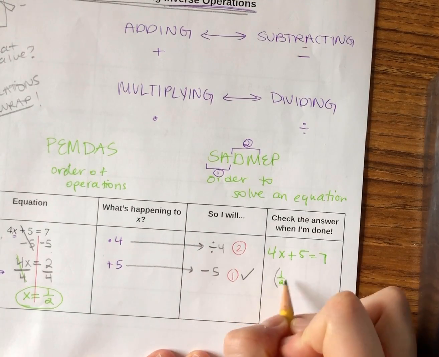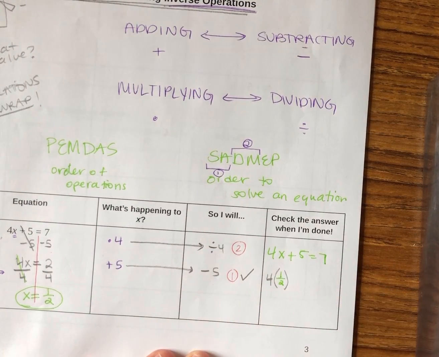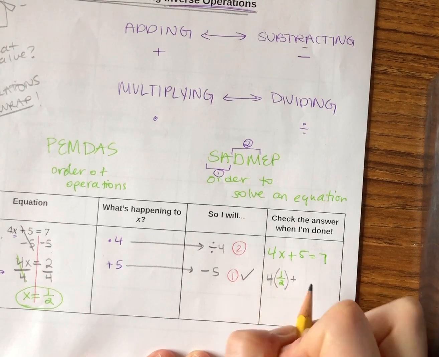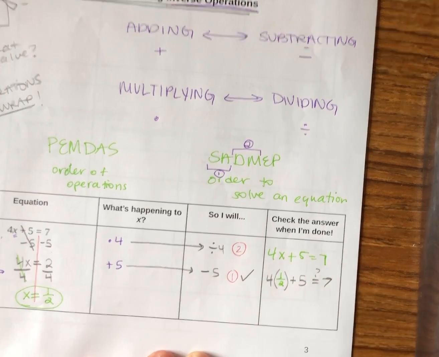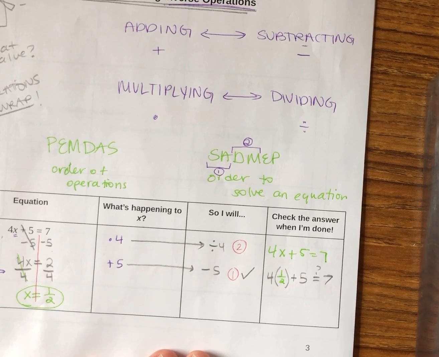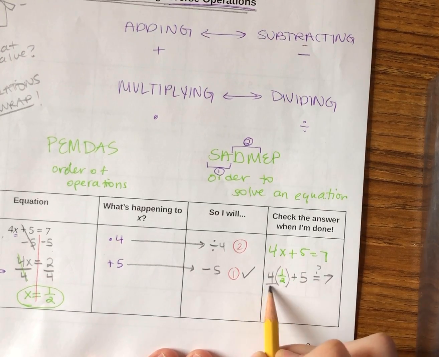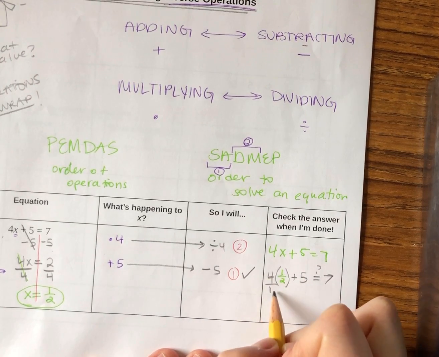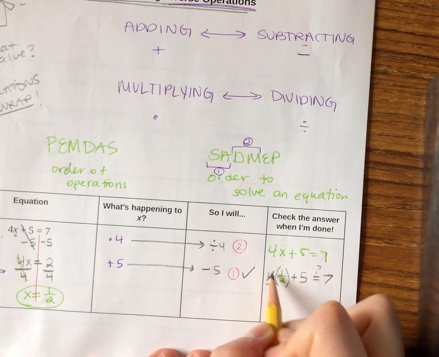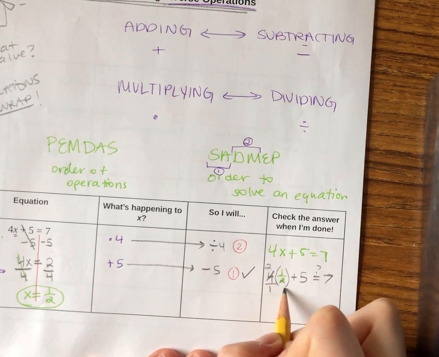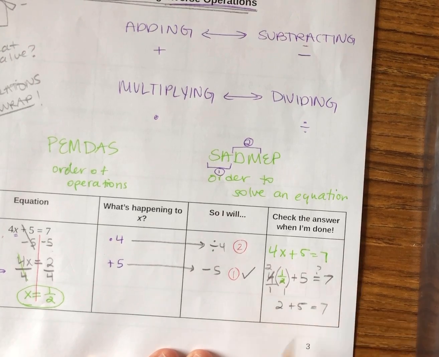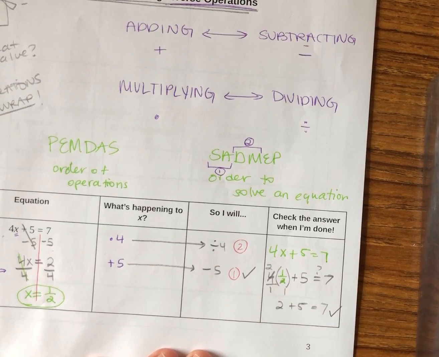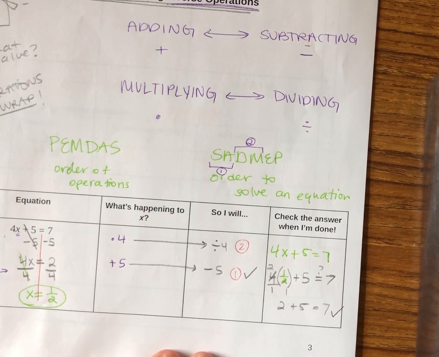So what was happening between 4 and x? Oh, that was being multiplied. So I'm going to multiply 4 by 1/2 and then add 5 to it. And I'm going to hope that I get 7 out. Do our operations. 4 times 1/2. Okay, 4 over 1. So the 2 goes into 4 twice and into 2 once. So I'm left with 2 plus 5 is 7. And that checks out. So x equals 1/2 must be the answer to my equation.